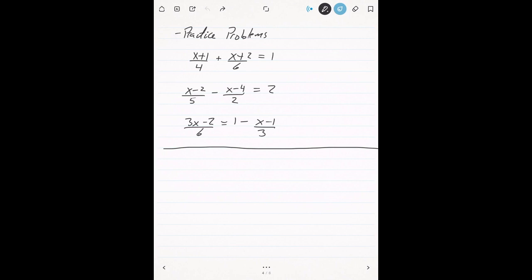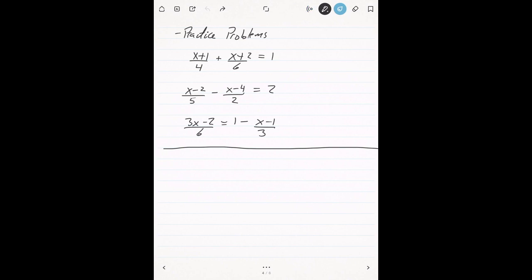Be careful with your work. I want you to pause the video, try this out, really show all of your steps in your notes here, because you want to make sure, especially with the problems that have subtraction to them, you want to make sure you're distributing everything properly. So that's my advice. Go ahead, pause the video, and let's see what you come up with.